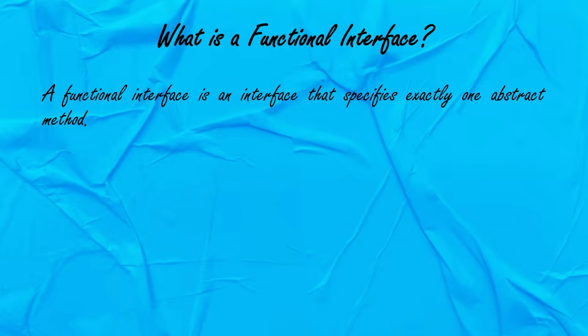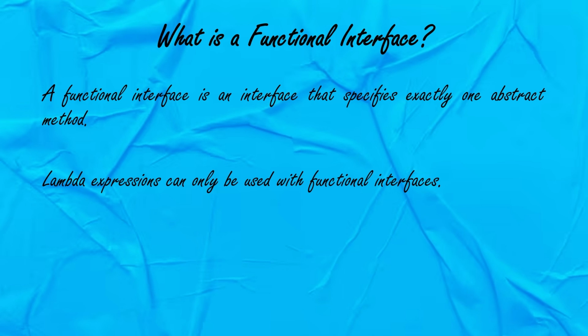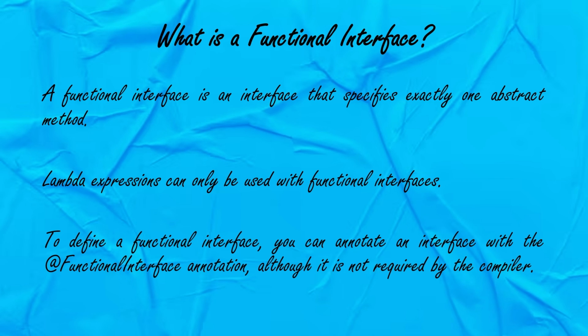What about default, static, and private methods? They can be 0, they can be 1, they can be more. But the abstract method can be one and only one, not more than one, not less than one. And then only can we write a lambda expression for that particular functional interface. So you cannot write a lambda expression for any other class or any other normal interface.